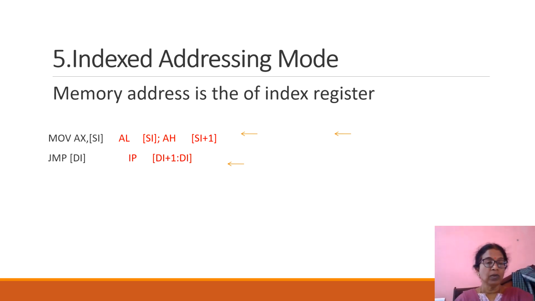Indexed addressing mode. Here we use index registers like SI and DI. For example, MOV AX, [SI]. The content of SI and SI plus 1 is moved to the AX register. In the next instruction, JMP [DI], the content of DI and DI plus 1 is moved to the IP register, that is the instruction pointer, and the instruction jumps to that particular address.